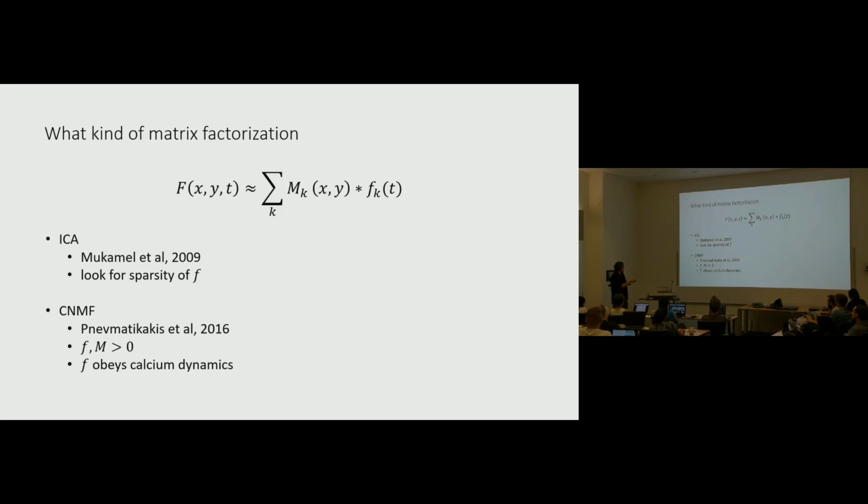And then the C part here, the constraint part, that stands for this other constraint on F, which is we don't just want F to be sparse, like in ICA. We actually want F to have calcium dynamics as close to what we know calcium dynamics to be.